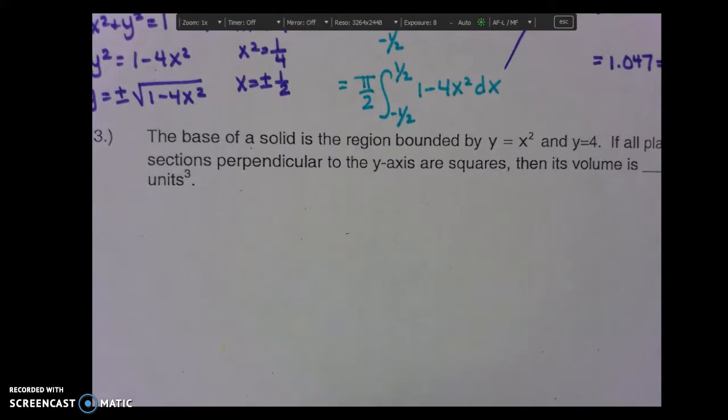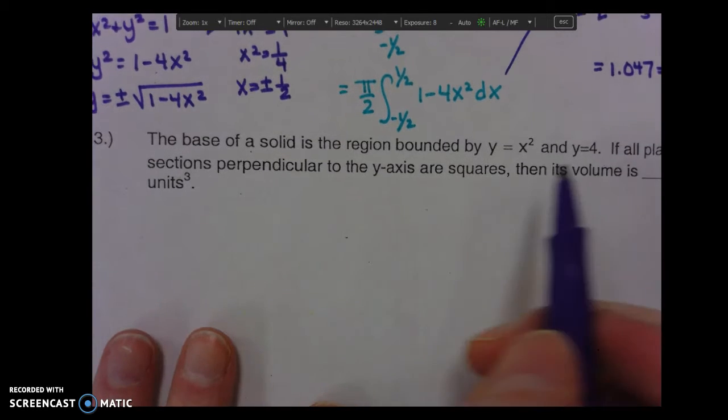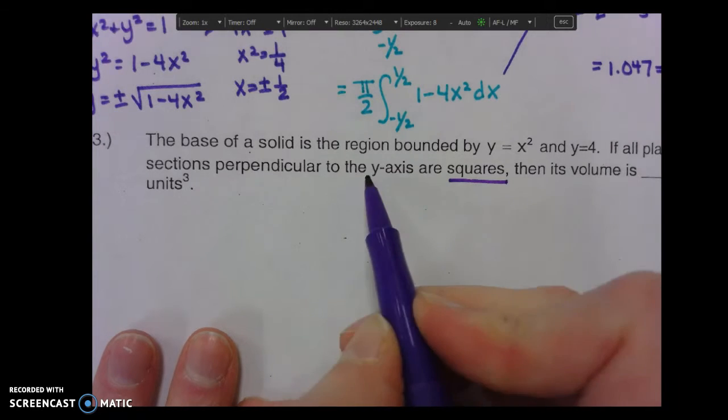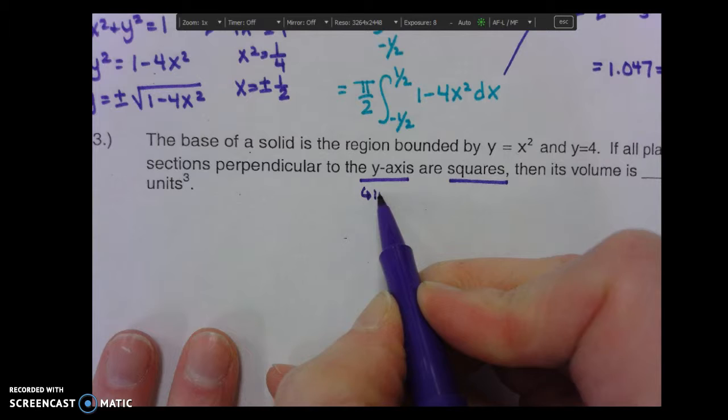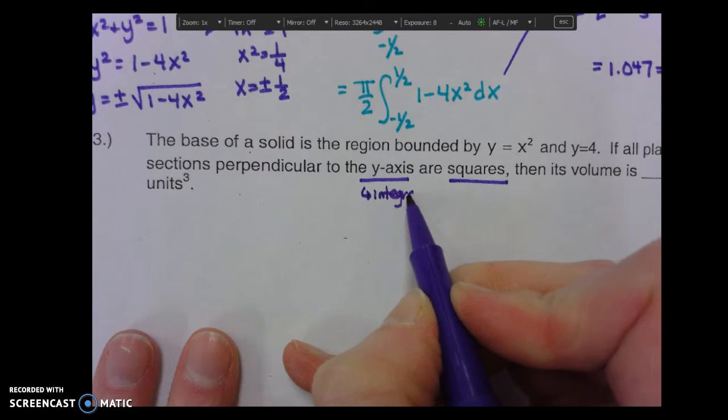Okay, last one. So we have the base of a solid, happens to be the region bounded by the equation y equals x squared and y equals 4. If the plane cross sections are perpendicular to the y-axis, this is definitely new for us, then we want to find the volume, especially if we're using squares. So if we're perpendicular to the y-axis, when we draw it out, you'll see that that means we're going to integrate with respect to y this time.